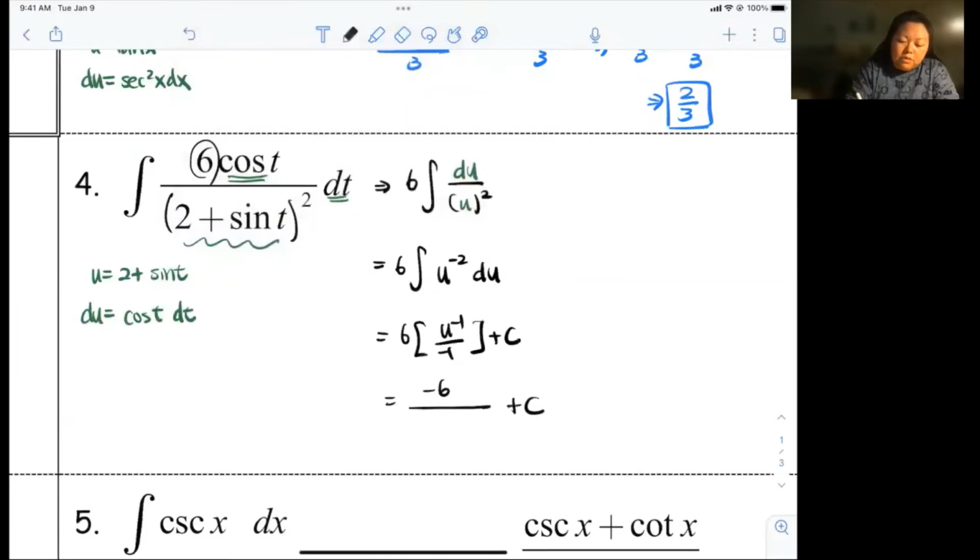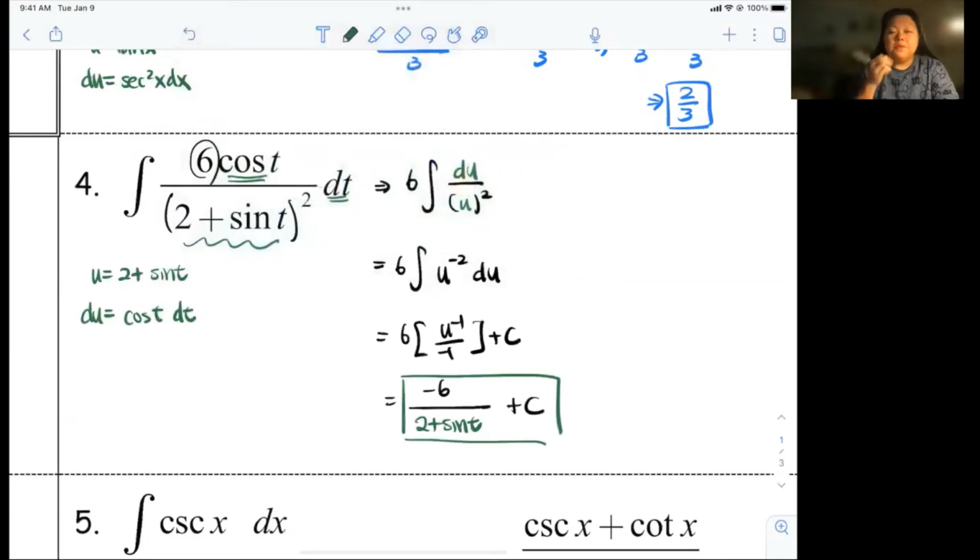I'm going to put the u back in. The u was 2 plus sine t. And that is my final answer, right? This one doesn't have an interval, so I don't have to do more with it.